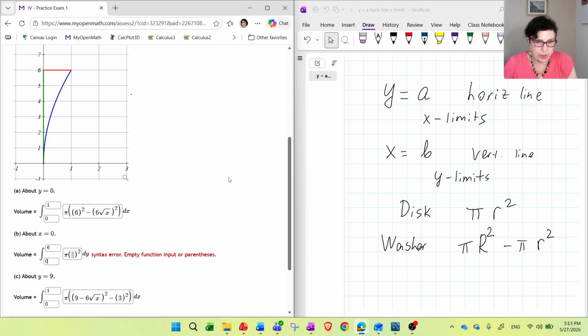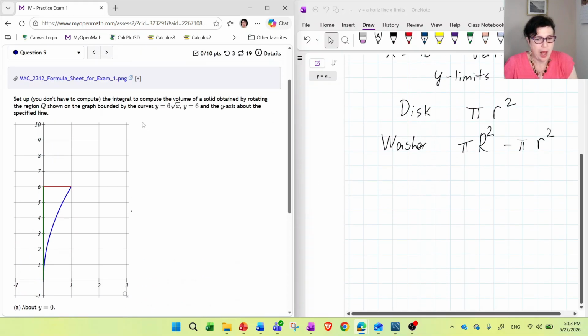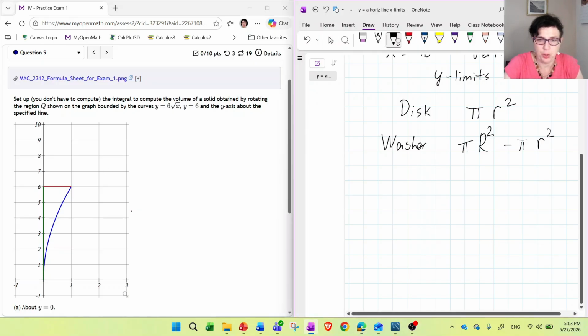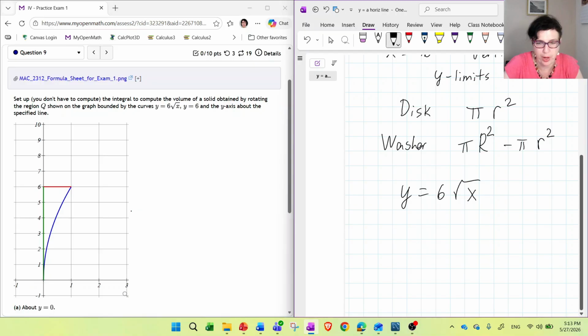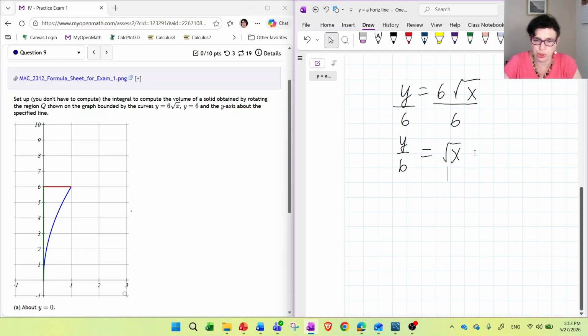Before we do that, though, we have to convert our function, the 6 square root of x, because this is going to be integration with respect to y, I have to solve this for x. Well, how do I do that? Well, I'm going to divide both sides by 6, so I get y divided by 6 equals square root of x. And then I'm going to square both sides to get rid of the square root. So this will be y squared divided by 36. So the blue curve now is not 6 square root of x. It's now y squared over 36.